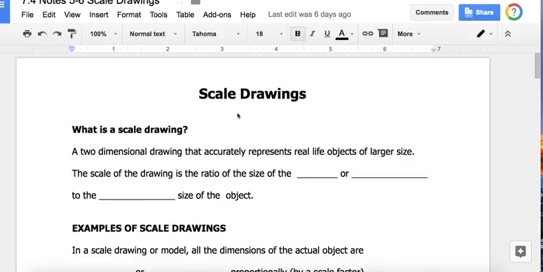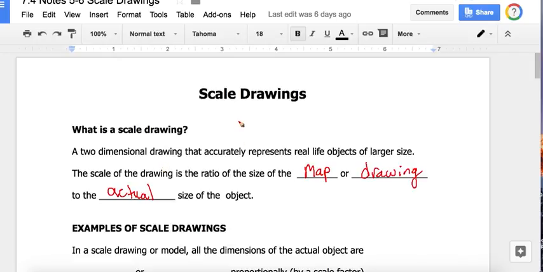So what exactly is a scale drawing? I'm sure you've seen many examples of scale drawings before, you just didn't know what they were. A scale drawing is a two-dimensional drawing that accurately represents real-life objects of larger size. The scale of the drawing is the ratio of the size of the map or drawing to the actual size of the object.